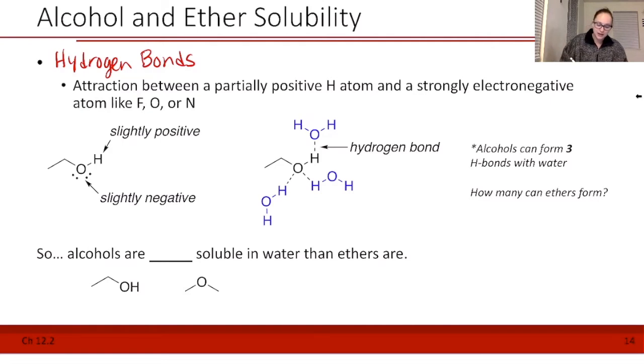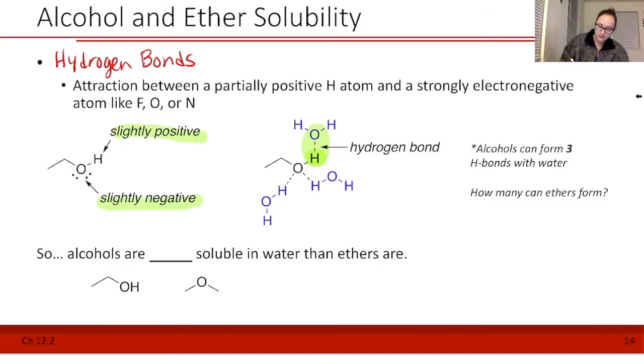When you look at an alcohol, like this molecule here, ethanol, we're going to have a slightly positive hydrogen atom and a slightly negative oxygen atom. Those can interact with the molecules in water. The partially positive part of hydrogen is going to hydrogen bond with the partially negative part of water. We draw this as a dotted line since it's not a covalent bond, it's not a full bond, but it is a good interaction between the two.